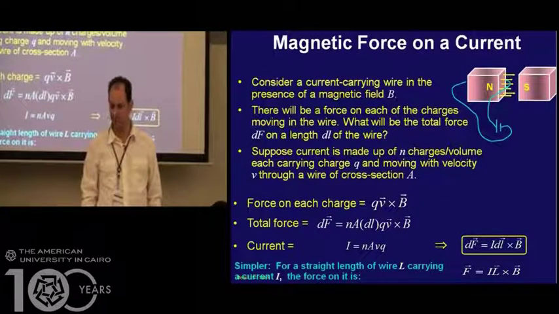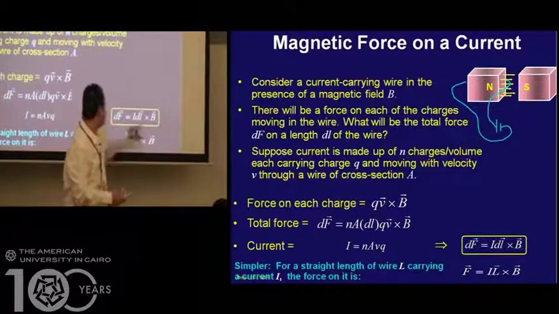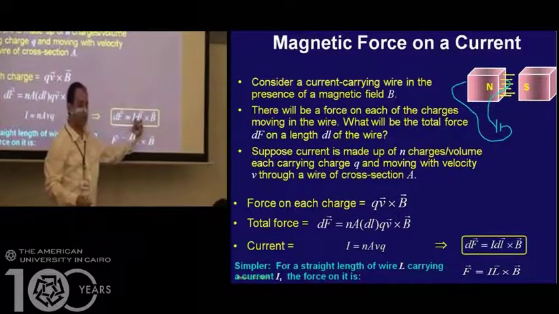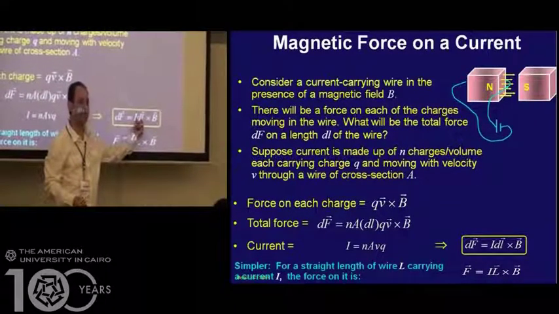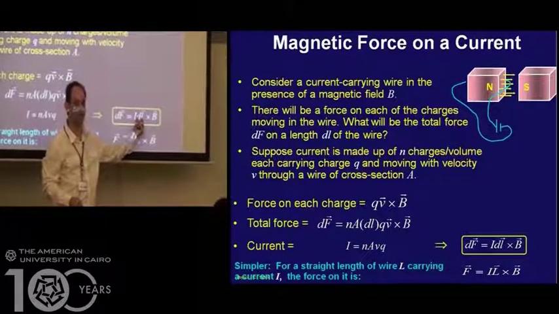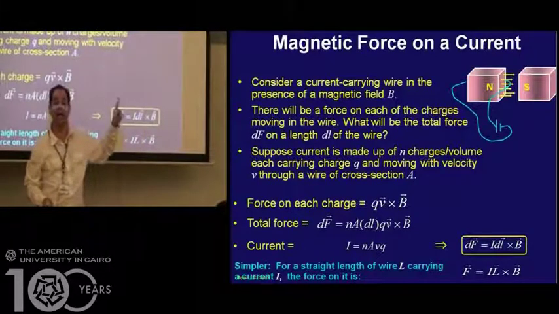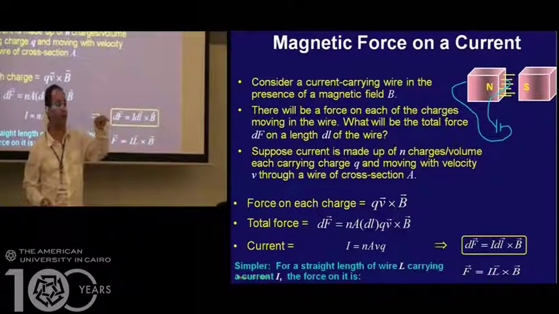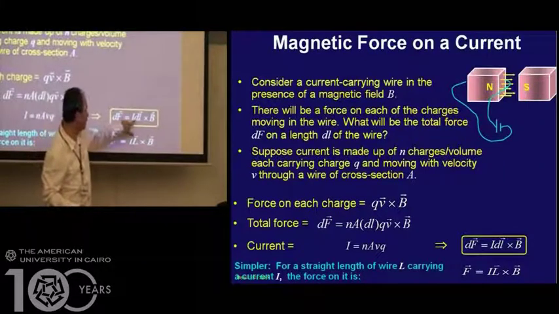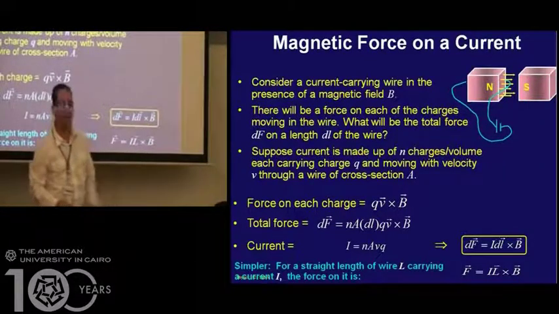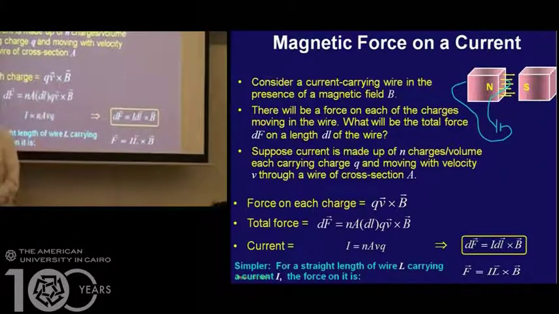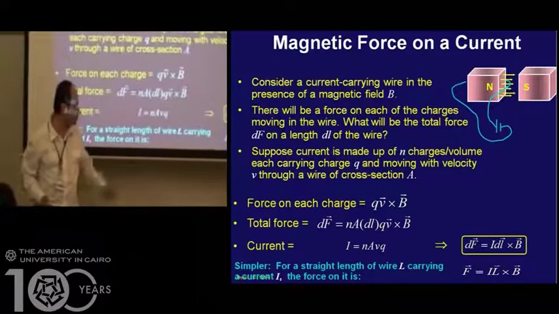Someone will ask, well, is the length a vector? Actually, yes. The length also carries information about the direction of the motion of the current inside that wire. That's very important. That's why we assume that it's a vector. And the direction here is the direction of the current. So it's I times L cross B, where L is a vector that carries information about the direction of the current. And this is the law.